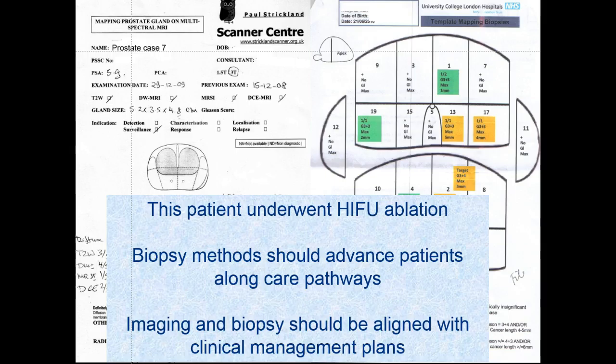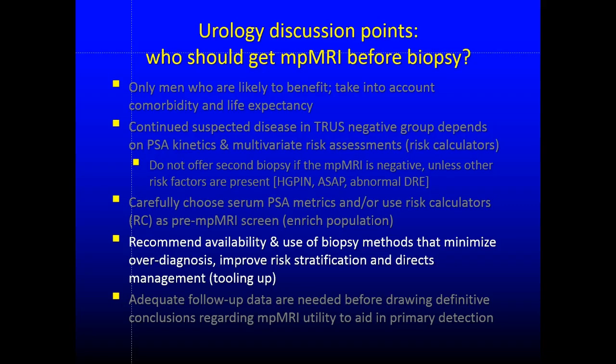He's been followed up for 7 years now, and he's got a small recurrence adjacent to this treated area, which he's having a rebiopsy for. So another lesson to learn is that you need to have biopsy methods that not only reduce overdiagnosis and improve risk stratification, but something that also directs the management, and that means tooling up.